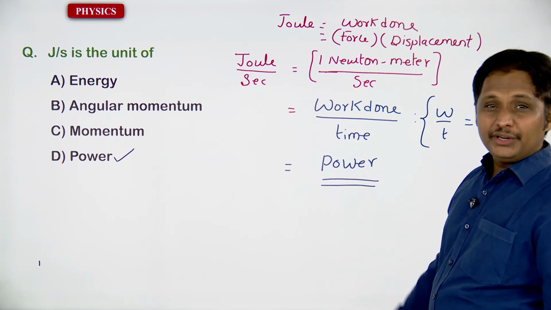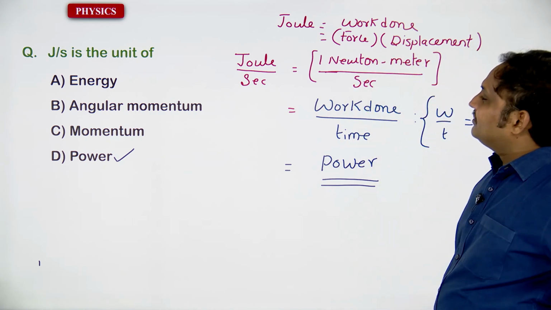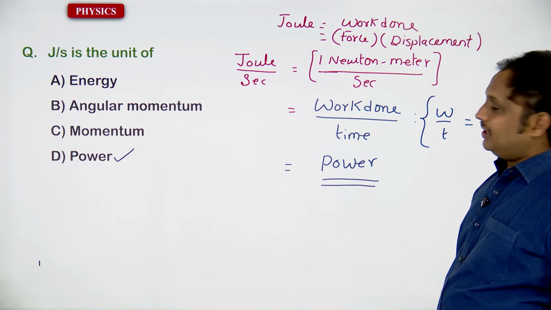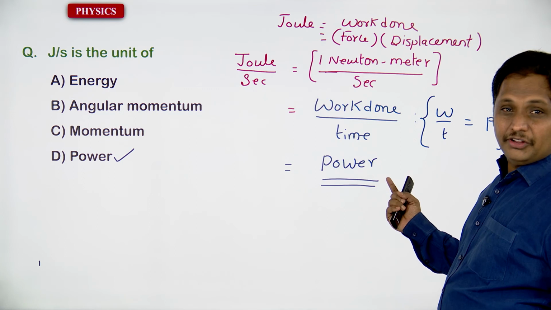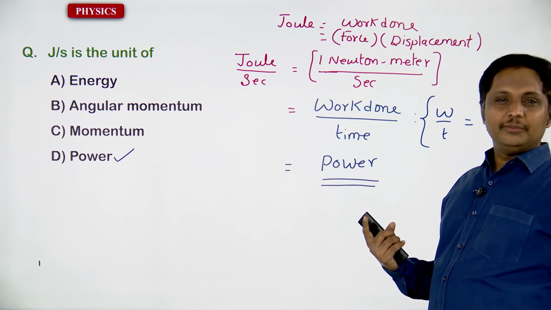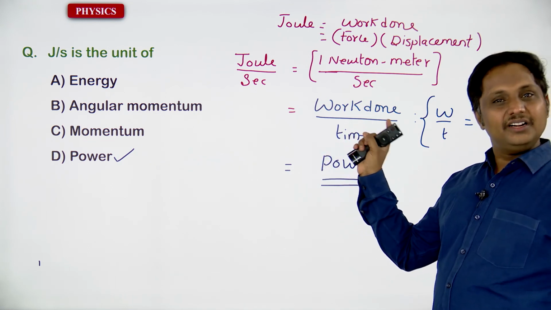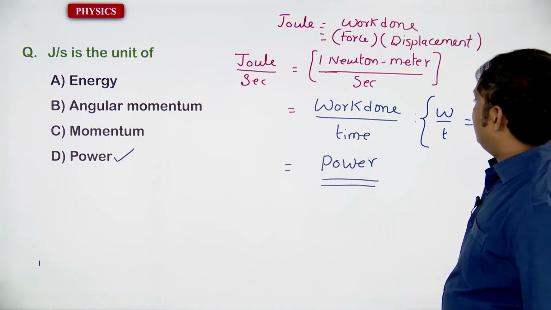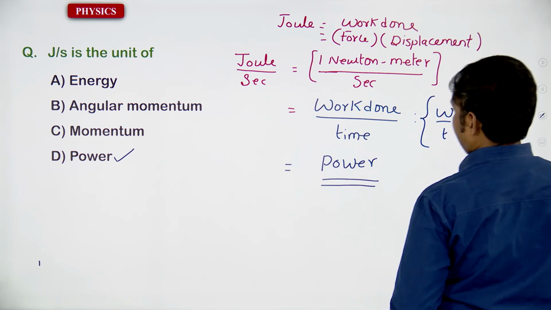If you are looking for that, energy, nothing but the work done is equal to energy. You have to get this one. Work done is nothing but energy, but you have to take that it is divided by the time. Okay, it's very clear. So angular momentum, if you are going to get that dimensional formula, just check it very clearly.